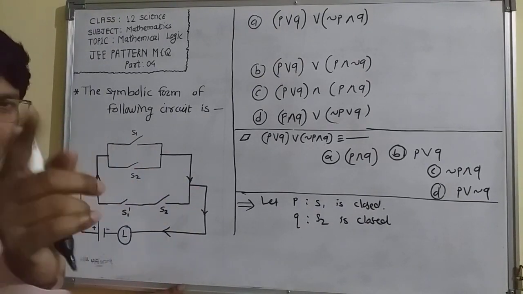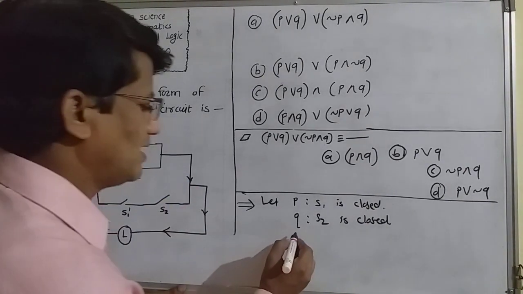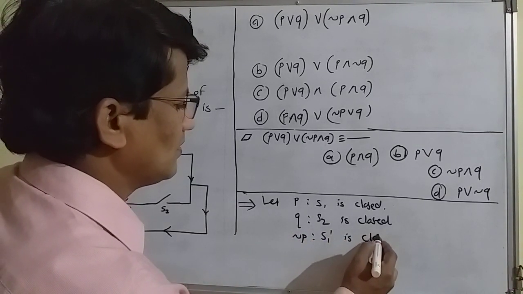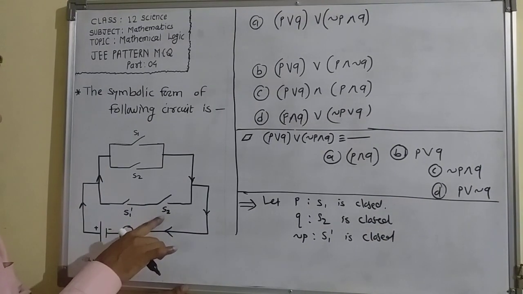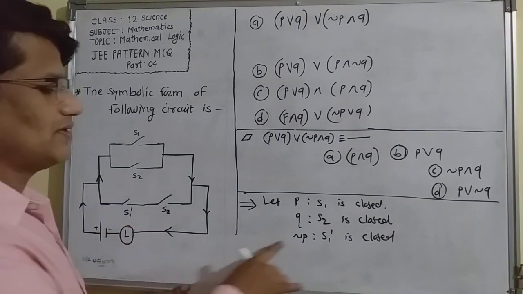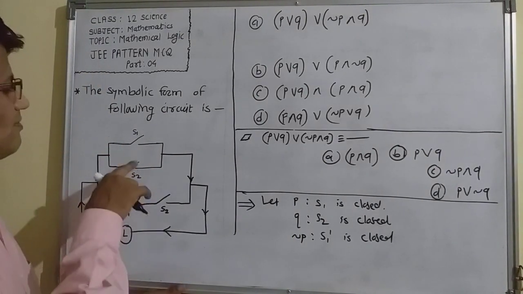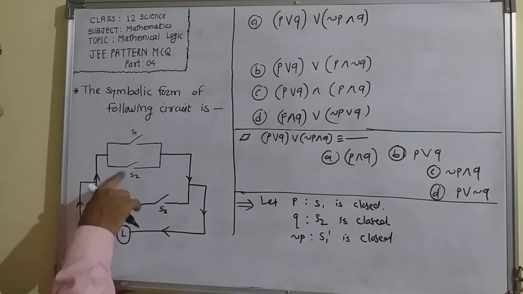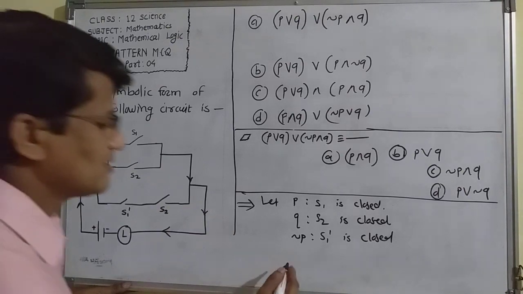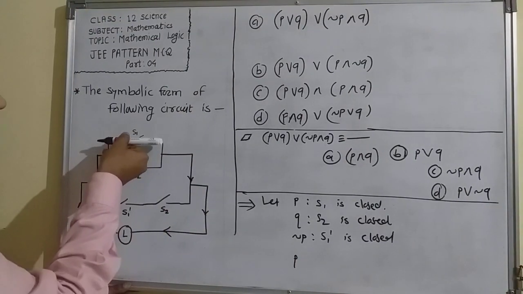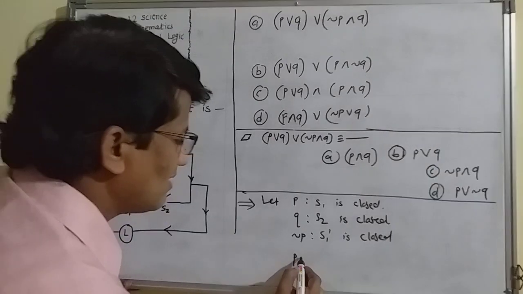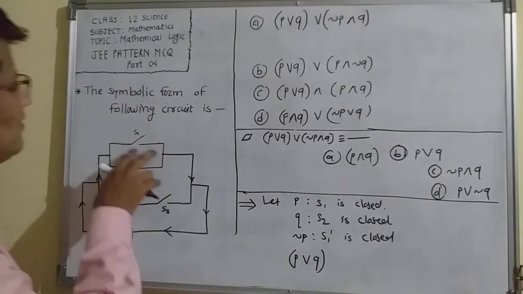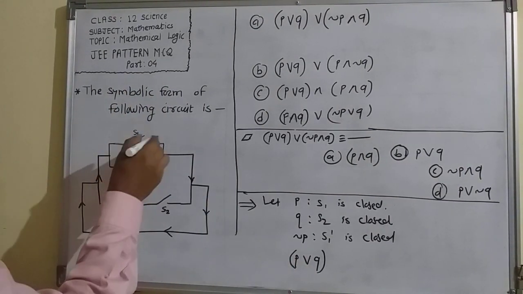Here S3 is not given. S1 dash means negation of P. S1 dash is also closed. These are all switches, and S2 is repeated here as well, so we do not need to write it again. Symbolic form: start from top to bottom. First, this is a wire. S1 is parallel to this. S1 means use P, and this wire is parallel to S2. Parallel means we can use here the symbol or, here Q. This is the mathematical form of this portion.